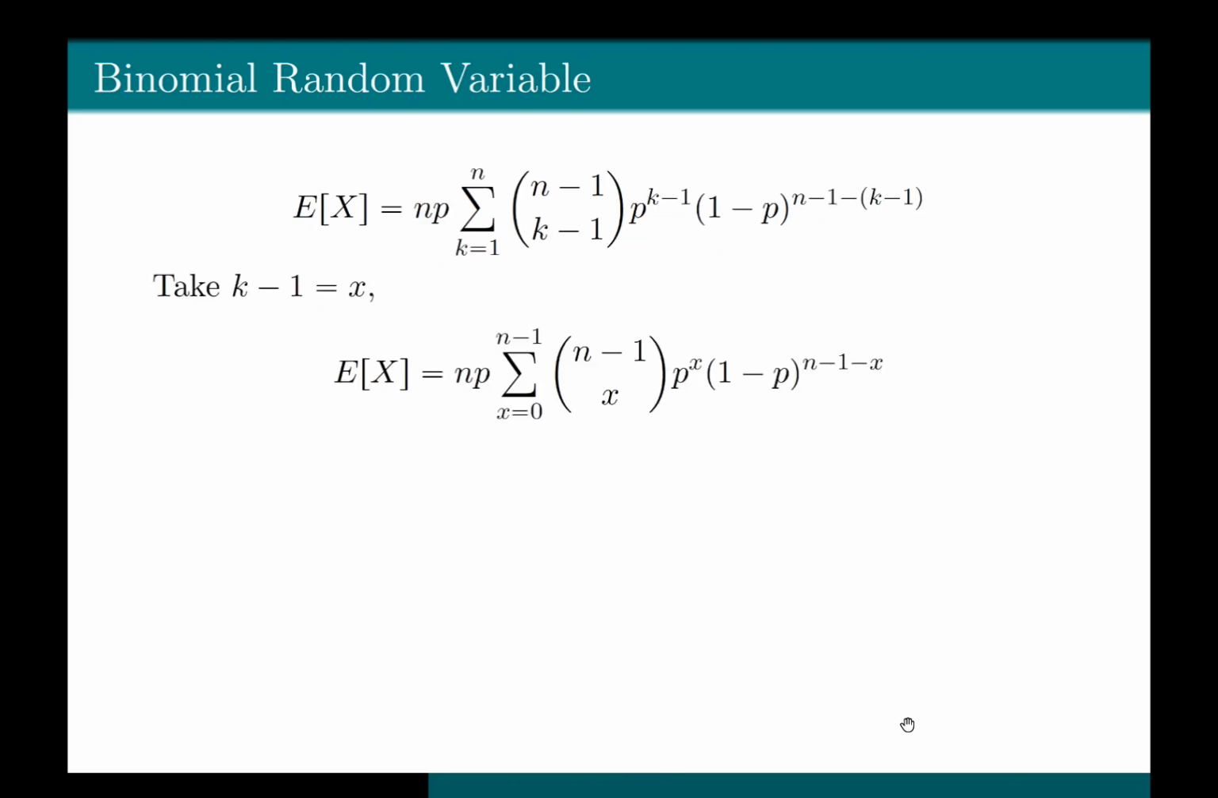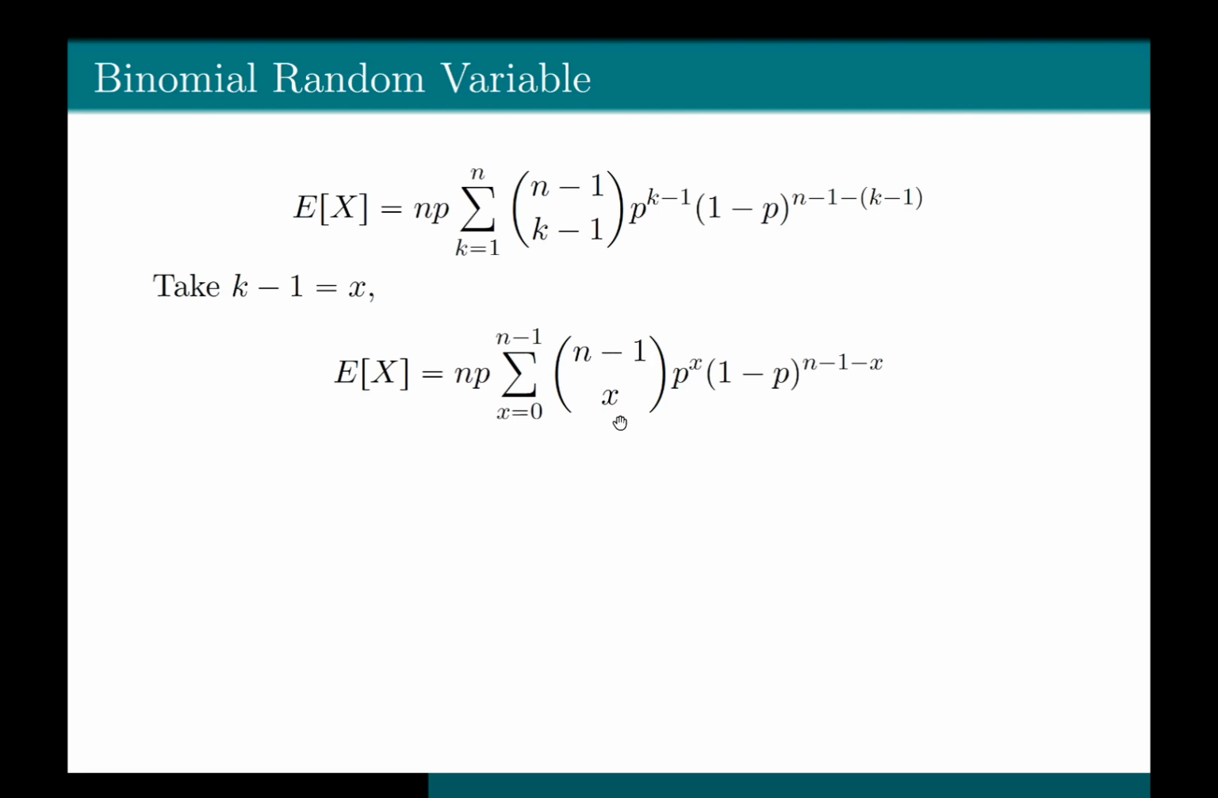So now take k minus 1 equals x. Wherever you see k minus 1, you just replace it by x. So p to the power k minus 1 will become p to the power x. (1 minus p) to the power n minus 1 minus (k minus 1) will become n minus 1 minus x. And (n-1)C(k-1) will become (n-1)Cx.